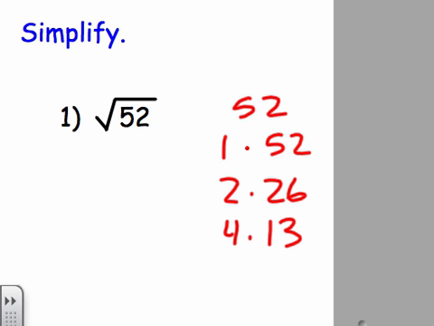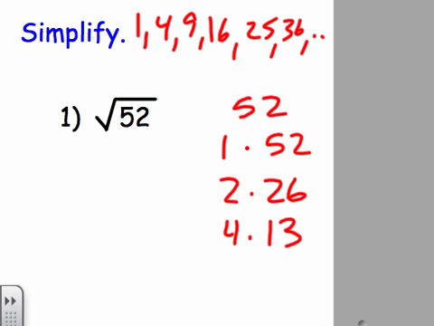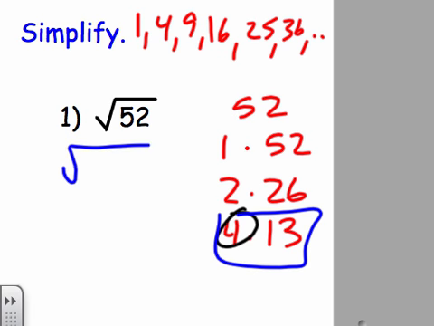So I want to look for perfect square factors. Well, perfect squares are what? 1, 4, 9, 16, 25, 36, and so on and so forth. They're numbers we can take the square root of and get a whole number. The square root of 4 is 2, the square root of 9 is 3, the square root of 16 is 4. So if I look here, 4 is my perfect square factor. I want to break 52 into 4 times 13, so I'm going to break the square root of 52 into the square root of 4 times 13.